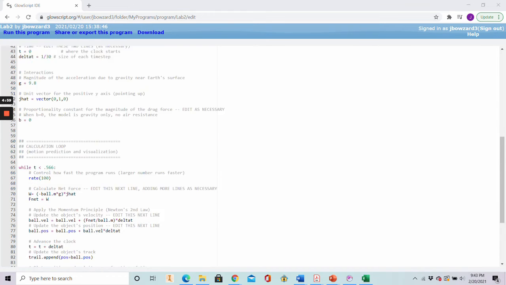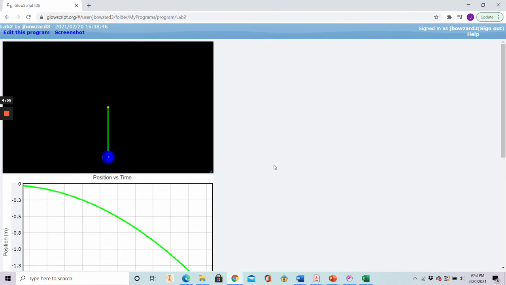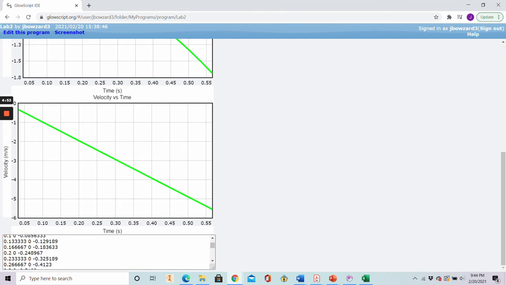In case you want to take another look at this code, the link is in the description of this YouTube video. If the code is run, you can see that the object moves downward at positive acceleration. I will use these data points later to form a graphical comparison between the Tracker model and this force of gravity model.